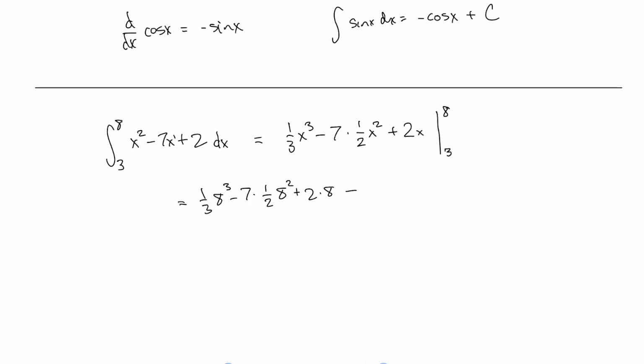And you basically always need to put big parentheses here, because that minus right there needs to distribute across the rest of it. But now I'm going to go through and write 3 everywhere. So 1/3 times 3 cubed minus 7 times 1/2 times 3 squared plus 2 times 3, like that. And this is my answer. In the general theme of, I don't care how you simplify stuff, I would expect you to just leave it like that. If you really want to, you can type this into your calculator.